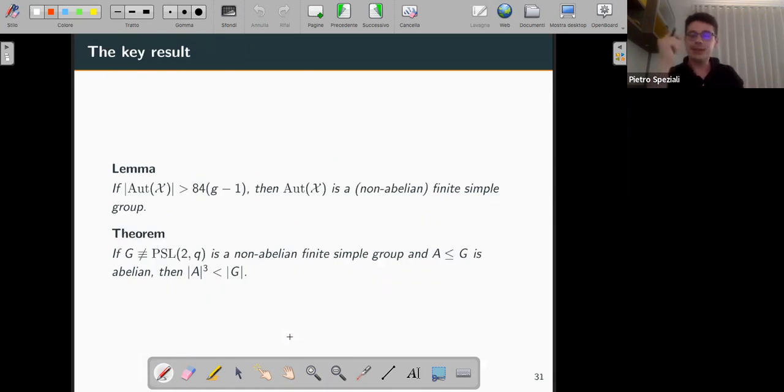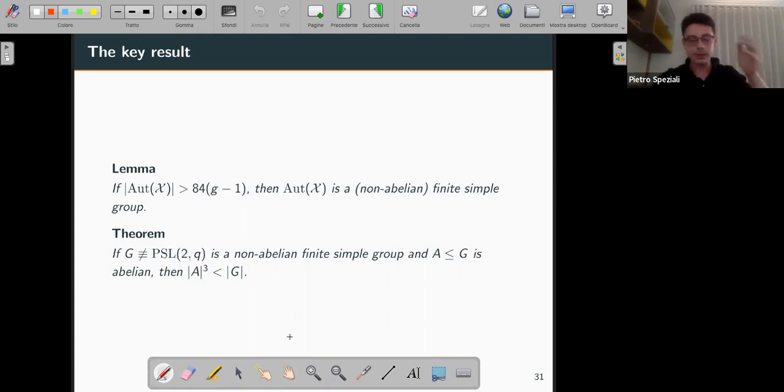And the key result here, which was really nice, is the following. When the automorphism group is too big, then the automorphism group has to be a finite simple group. So for a while, I thought, well, I may use the classification. I knew that the group had to be a maximal group. So I went through the classification of finite simple groups, saw the classification of maximal subgroups, and then said, this cannot be, this cannot be, this cannot be.